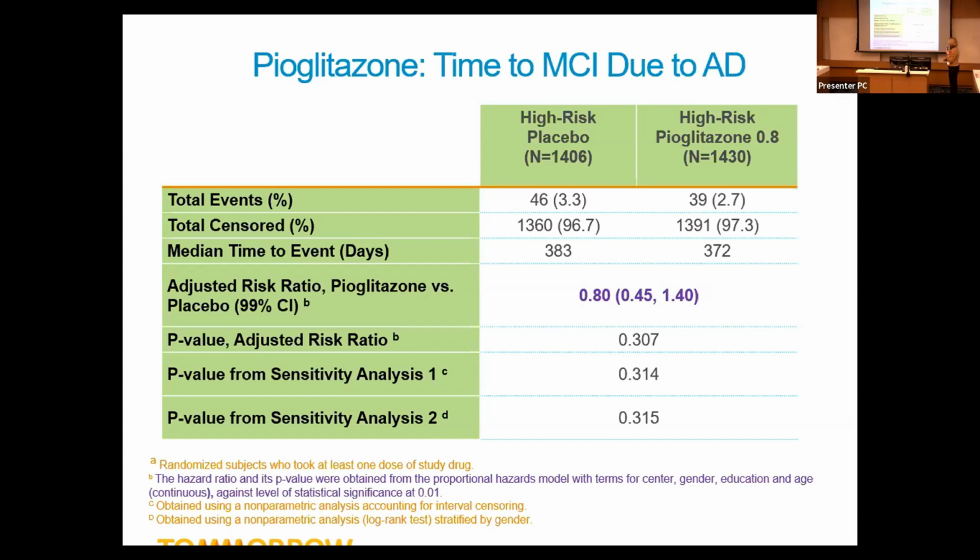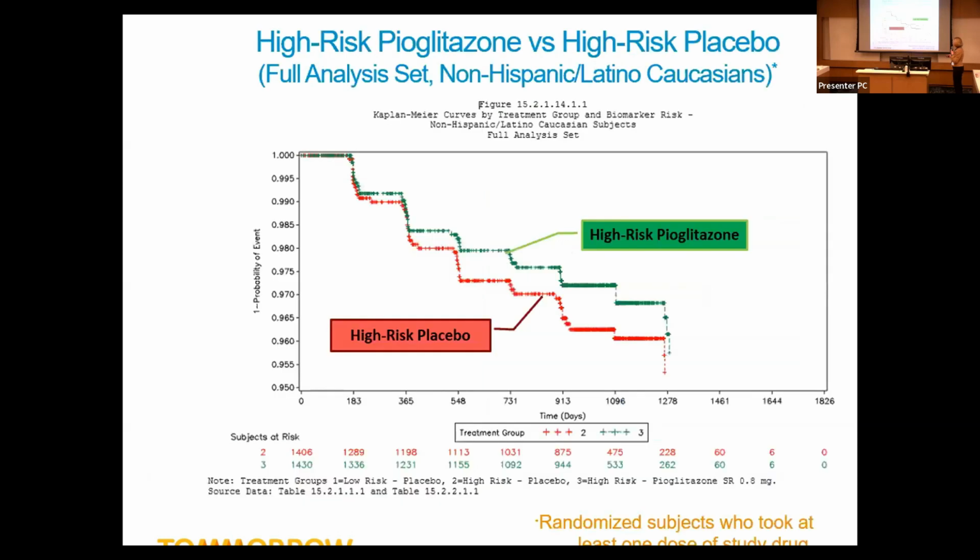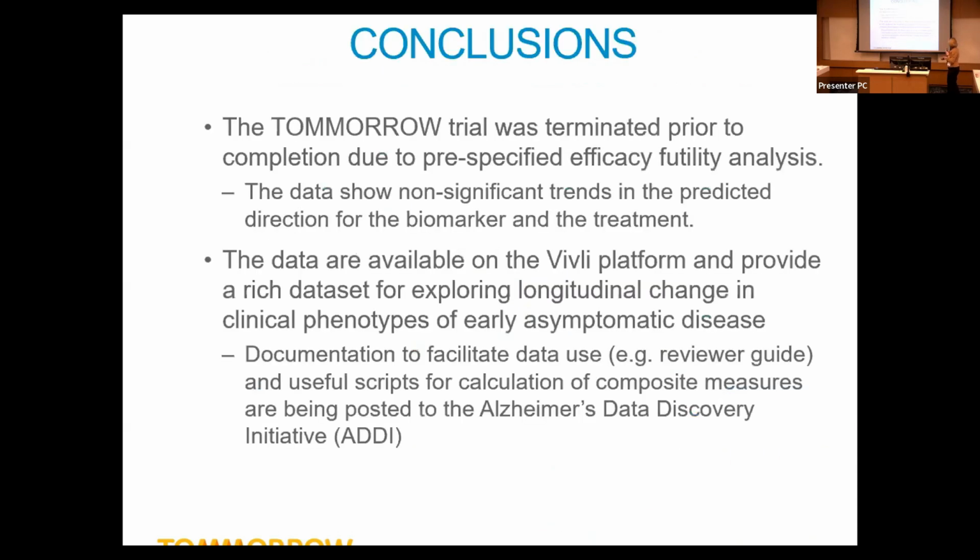Did the compound work? The short answer to this is no, but again, you can see it's in the predicted direction. So showing that exposure to pioglitazone looked like it was being somewhat protective. And you can see here the Kaplan-Meier curves again in the direction that we had predicted, but not significant. So it was terminated early prior to completion, and data is showing non-significant trends.